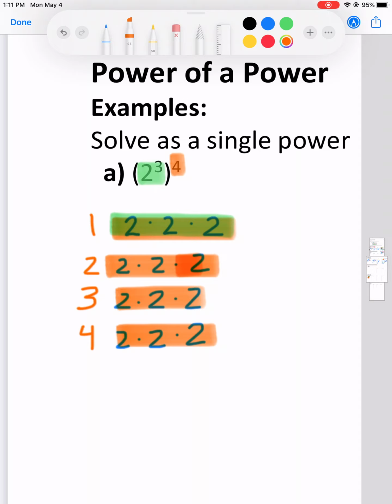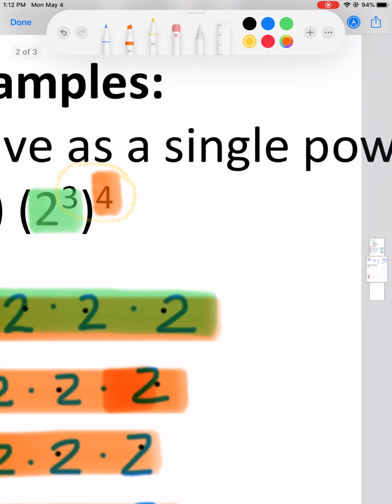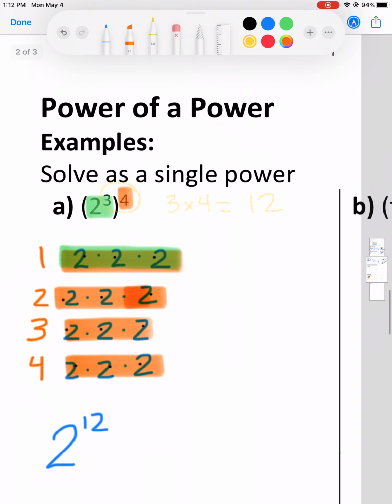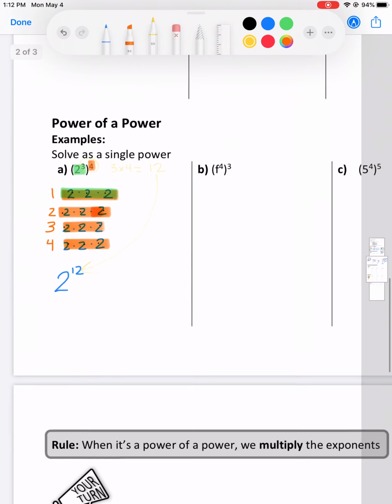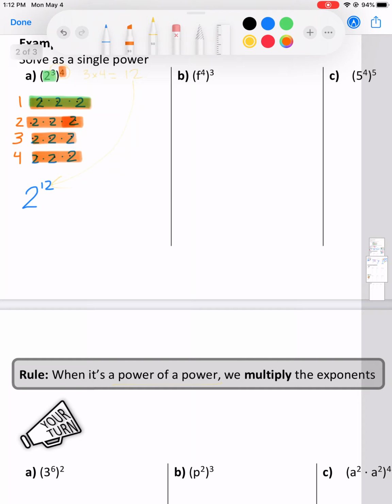Okay? So, how many 2's do I have total? 1, 2, 3, 4, 5, 6, 7, 8, 9, 10, 11, 12. So my final answer is 2 to the power of 12. Okay. And, side note, what's 3 times 4? It's equal to 12. So as you can see here, when it's a power of a power, which is what this is, a power of a power, we multiply the exponents.